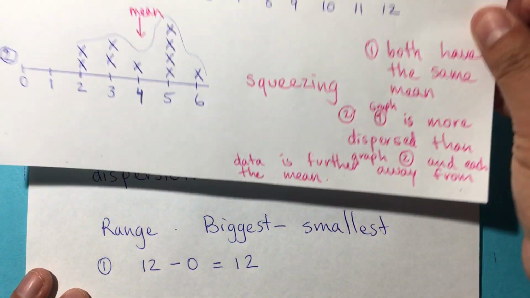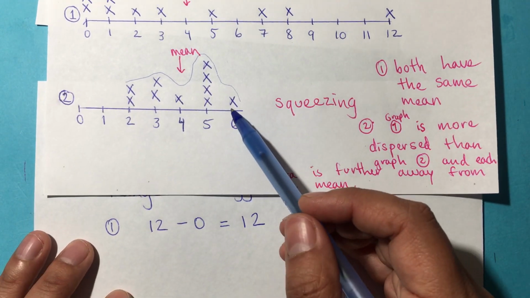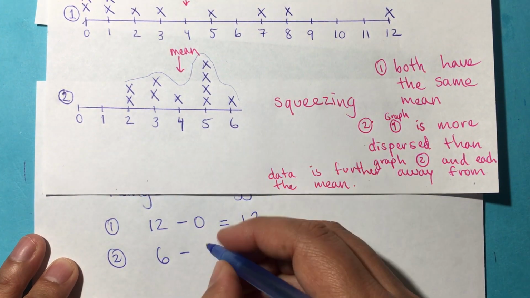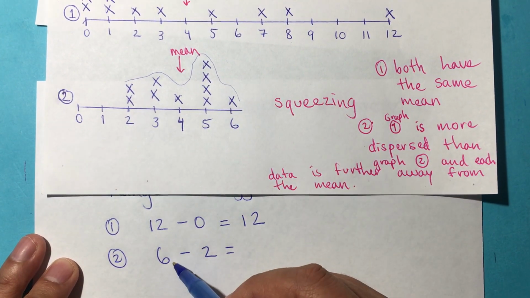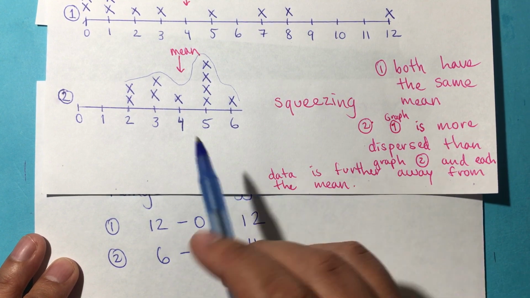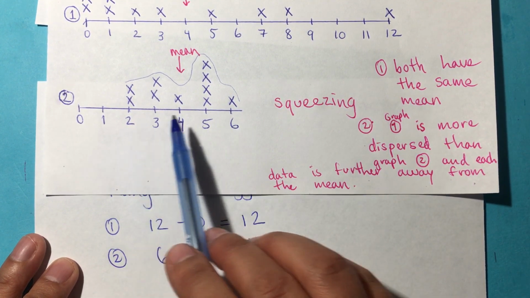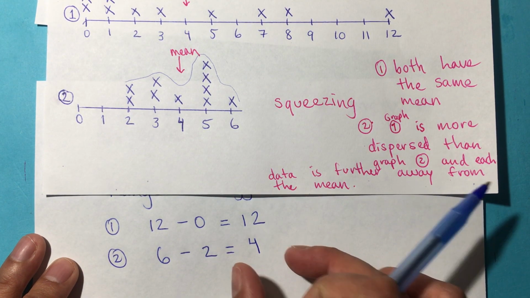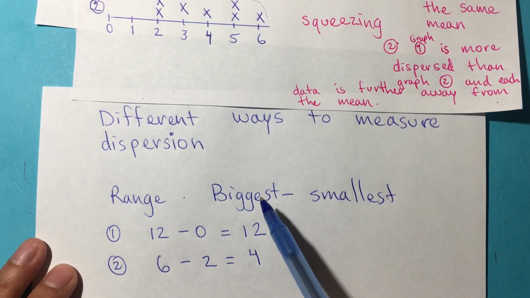For the second one, the biggest number is 6. The smallest one is 2. And that means we subtract and we get 4, which means that there are 4 spaces between the smallest and the biggest. So that's how close they are. Okay, so that's to show dispersion.